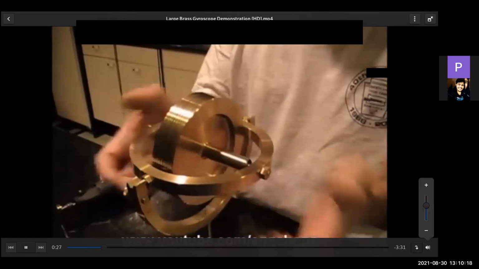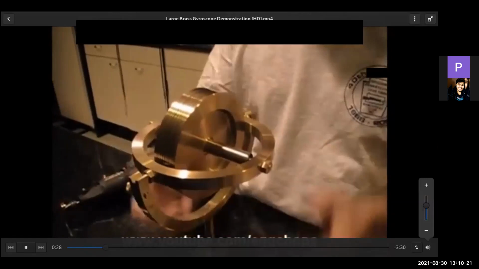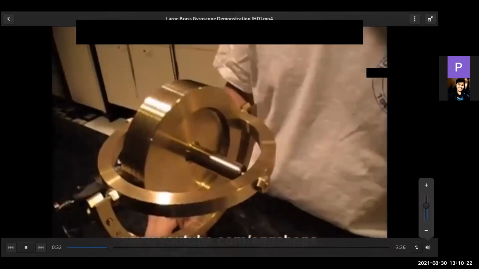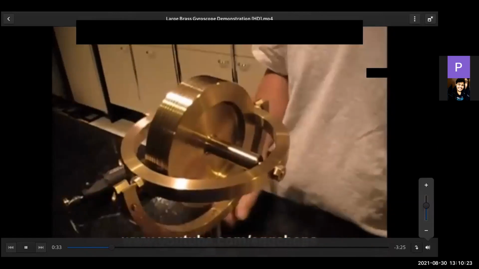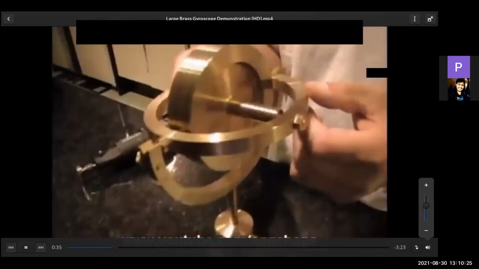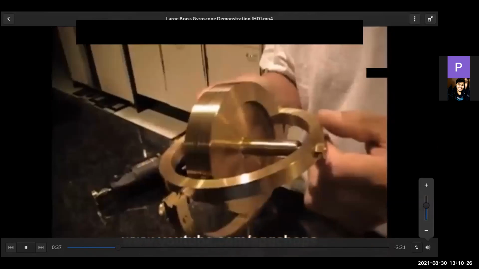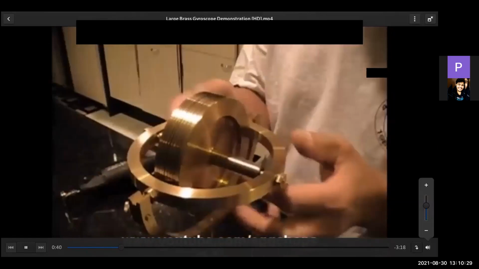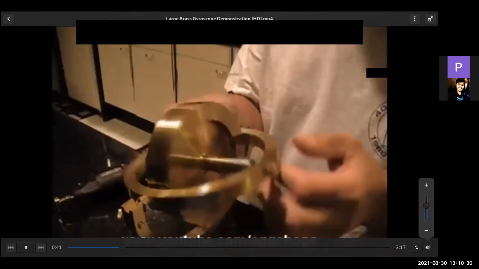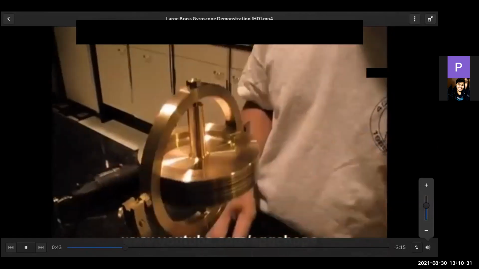that rotates in this axis, and it's on the gimbal. And the gimbal is made to spin around this axis, and also on a vertical axis this way.